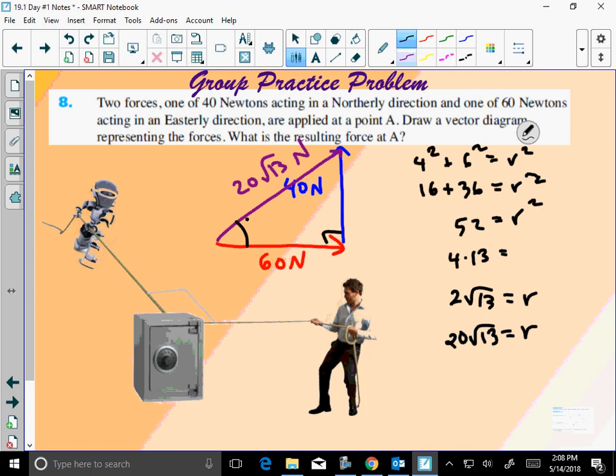If I wanted to, could I find this angle? Yeah, just use inverse trig. Either inverse tan of 40 over 60, or inverse sine or inverse cosine.